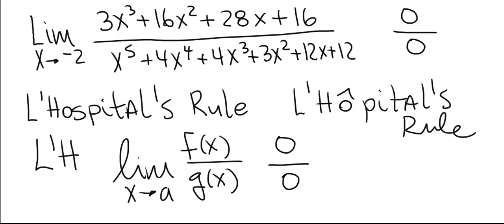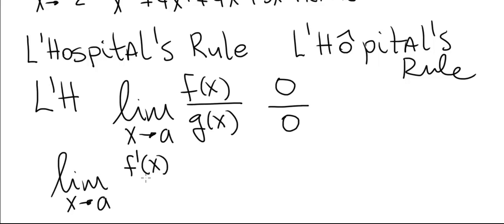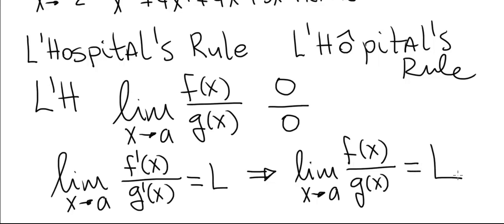So if this limit gives us indeterminate form 0 over 0, then we can compute the limit as x approaches a of the derivative of the numerator f prime of x over the derivative of the denominator g prime of x. This is not the quotient rule of differentiation, just the derivative of the numerator over the derivative of the denominator, and this limit is equal to L. That means that the original limit, the limit as x approaches a of f of x divided by g of x, also is going to be L. And the L could be a finite number or infinity or minus infinity.